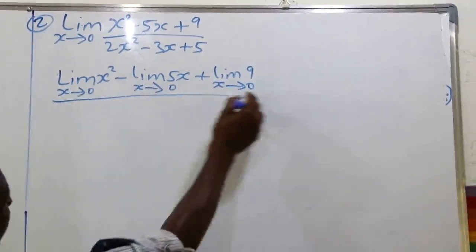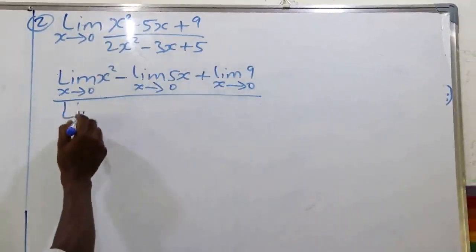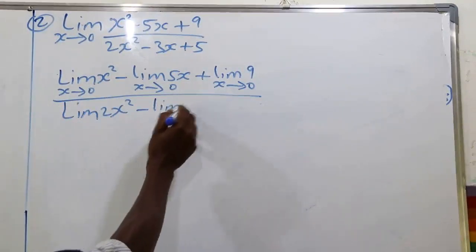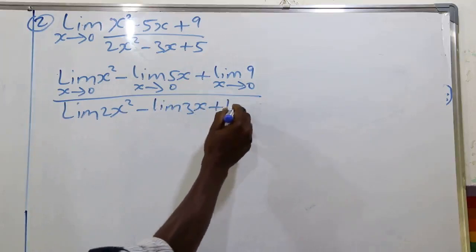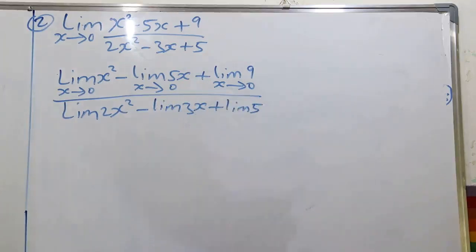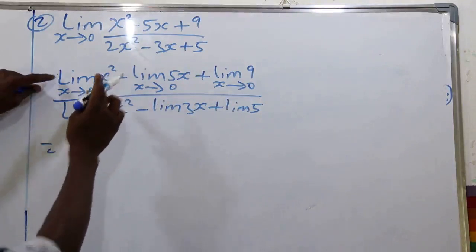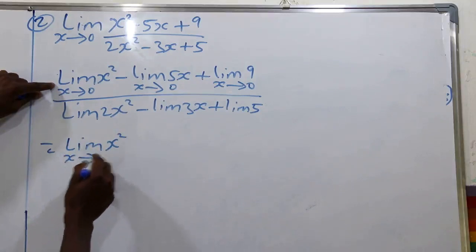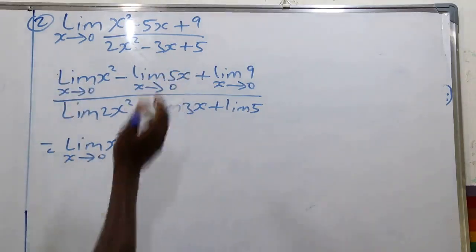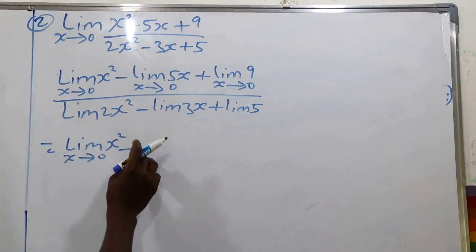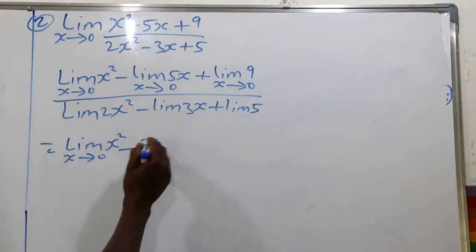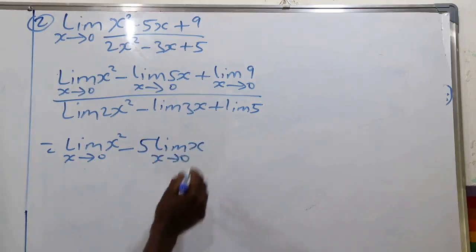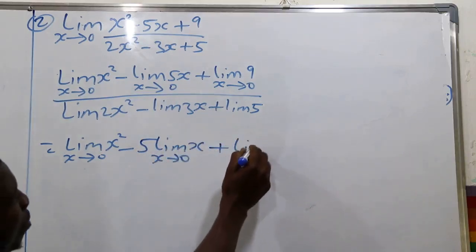And now divided by lim 2x squared minus lim 3x plus lim 5. Now this will give us lim x squared when our x tends to 0, minus, now our 5 here is a constant. So let's take the properties. It will give us 5 lim x when our x tends to 0. Now plus lim 9.